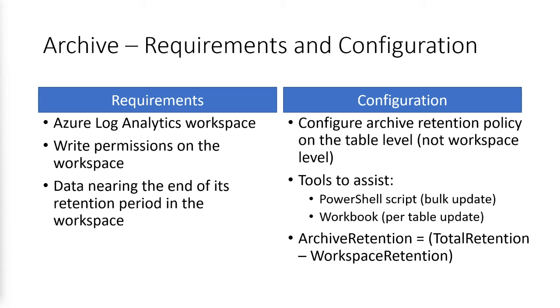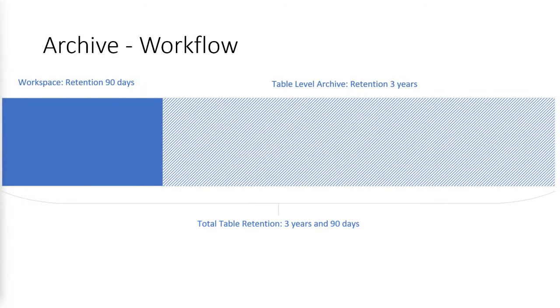The next thing is a simple calculation. It's not a big formula, but when you are trying to implement the archive, this is how the archive is implemented in the backend. For example, if you are applying the archival at table level, I will show you in the picture, a diagrammatic representation. If your workspace retention is 90 days, and you want to keep your table for the next 3 years, then your total retention for that particular table is 3 years, 90 days.